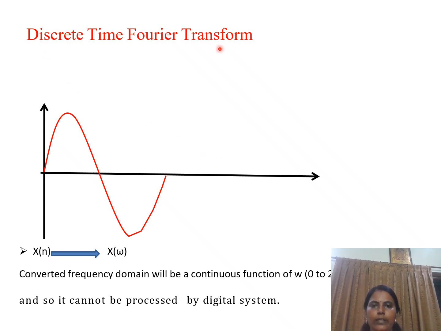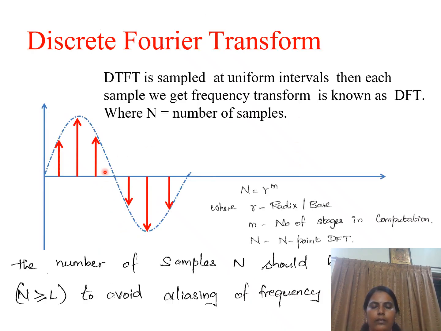For all digital applications, we need DTFT. First, the signal will be in time domain. So we have to apply Fourier transform. So we will get the DFT. That DFT is further sampled at the rate of 2 pi by N. We will get the DTFT. See, this is how we get the DTFT.